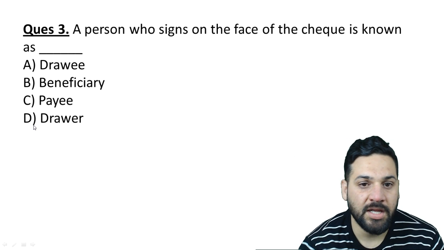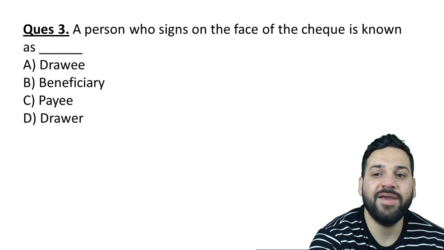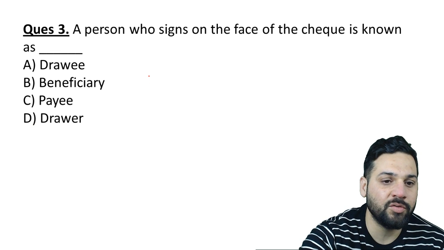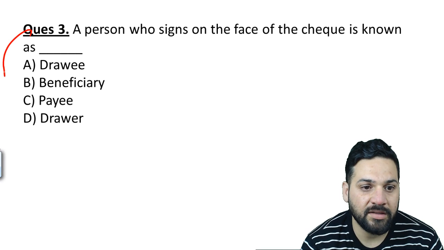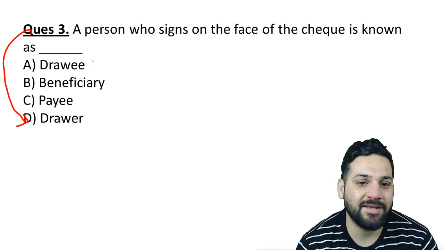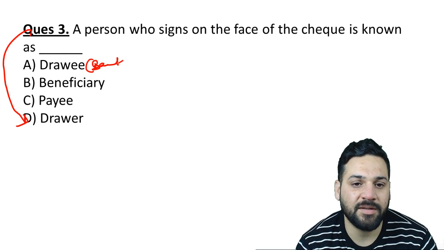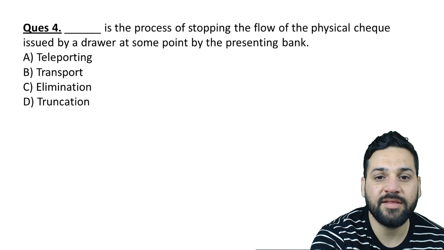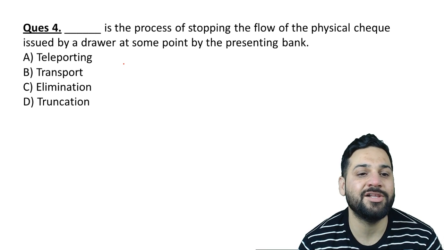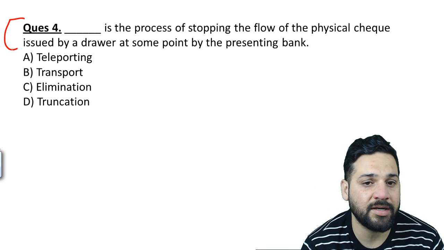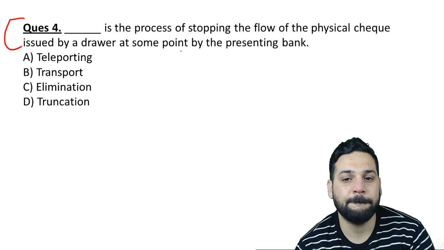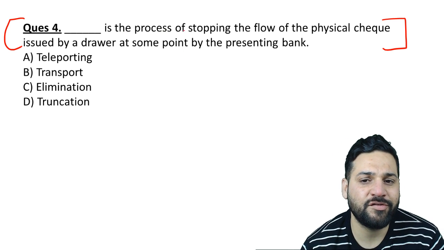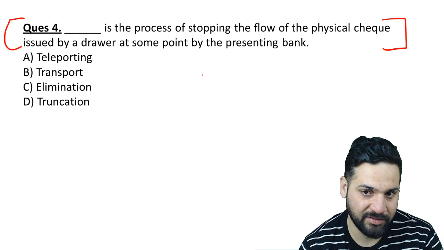A person who signs on the face of the check is known as what? A person who signs, I already told you, he's the drawer, right? The answer is D. And the bank is the drawee, and the person who gets the payment is the payee. Dash is the process of stopping the flow of physical check issued by a drawer at some point by the presenting bank.